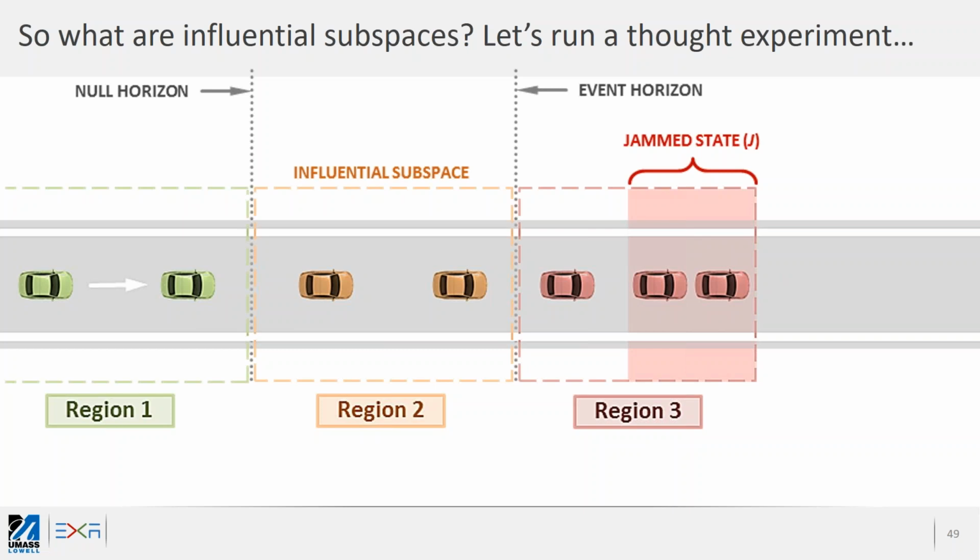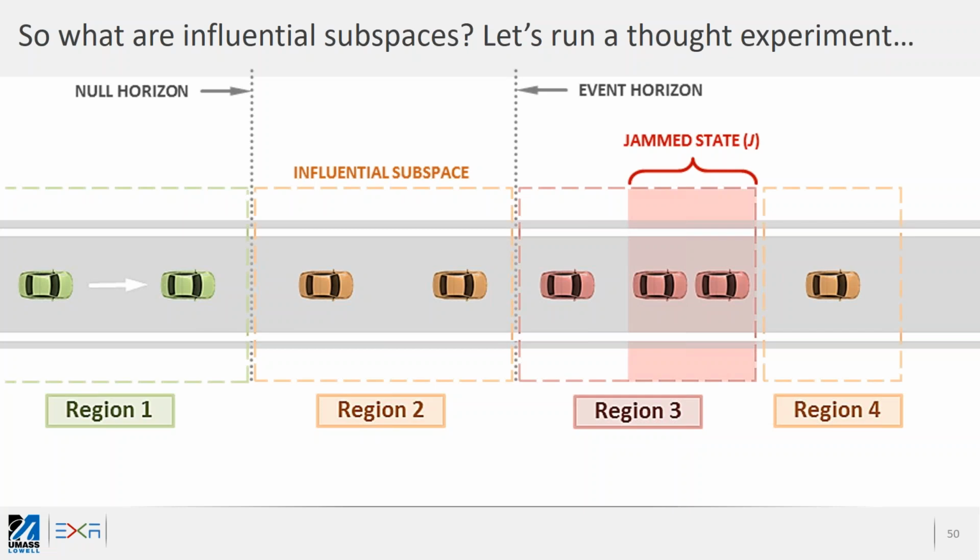This extends up to the event horizon, which is the terminology we borrow from black holes. And if you're within the event horizon, you might take whatever action you want, but you will not be able to impact the state of the traffic jam. Okay. There's also region 4, which is beyond the traffic jam.